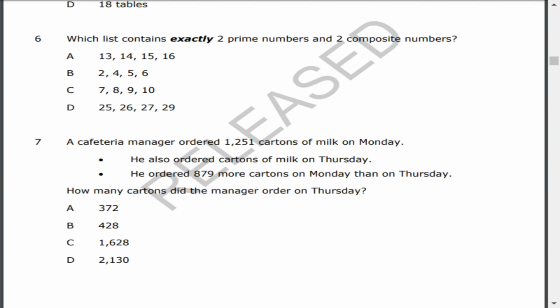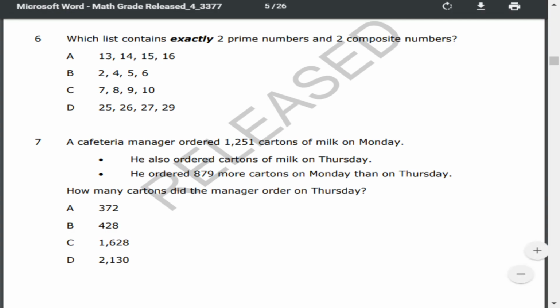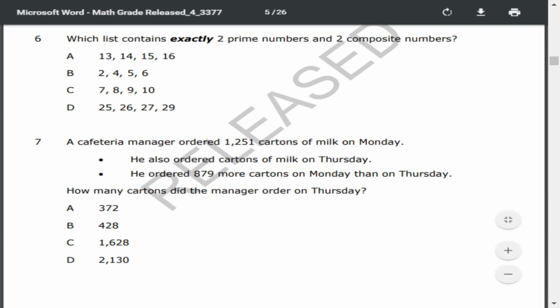And D, 25, 5 times 5 equals 25. 26 is composite because 2 and 13. 27 is composite because 3 and 9. 29 is prime. So that also has three composite and one prime. So the answer is B.